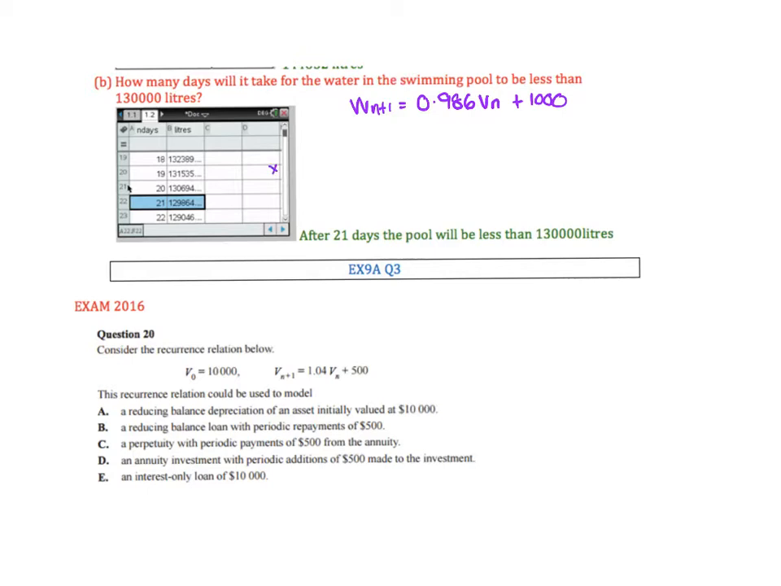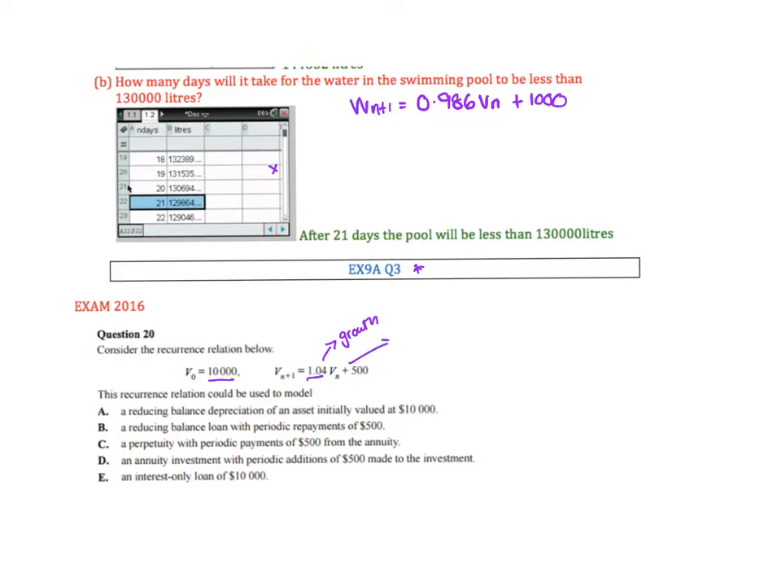Alright, so you should be able to do exercise 9A, question 3. And then I'll keep going because it's the next part. So here's an exam question. Consider the recurrence relation. Yes, it's a recurrence, V0. Now this is growth because it's bigger than 1.